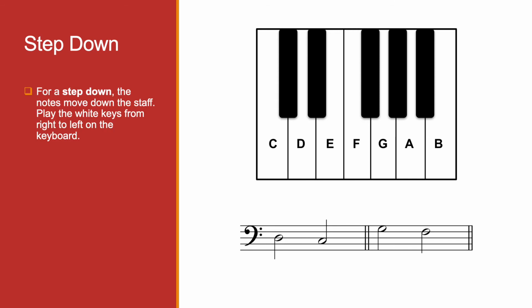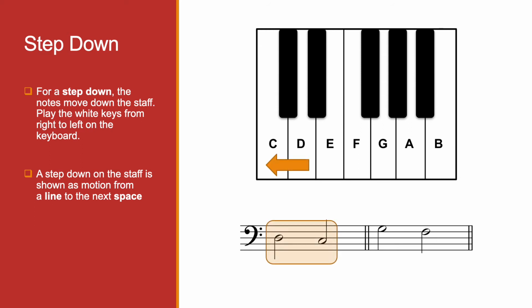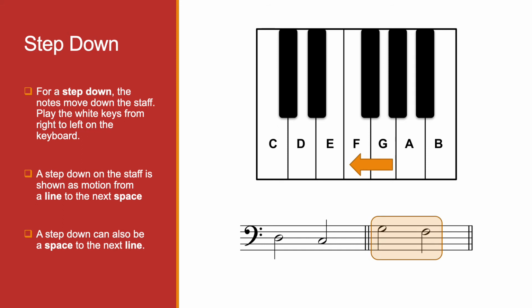Step down. For a step down, the notes move down the staff. Play the white keys from right to left on the keyboard. A step down on the staff is shown as motion from a line to the next space. A step down can also be a space to the next line.